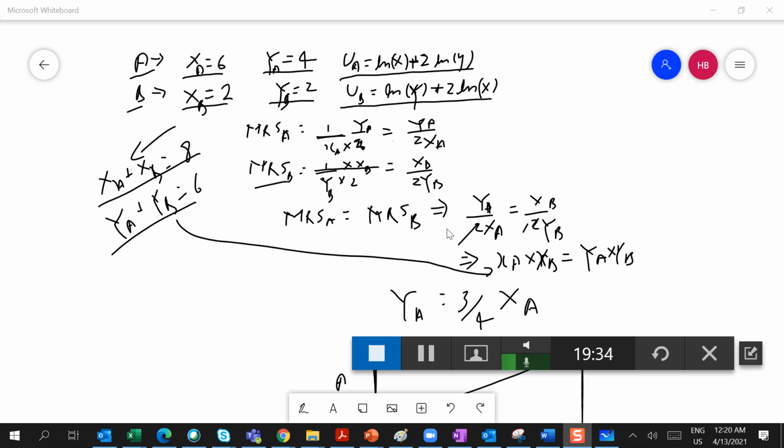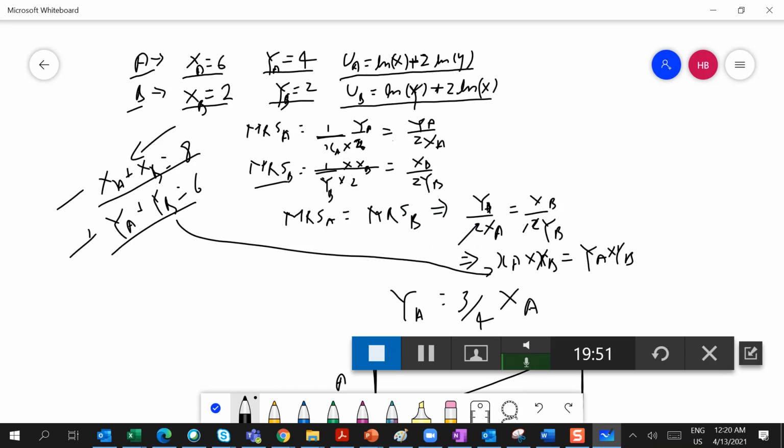So just to reiterate, how do you derive your contract curve? You will have the initial endowment given for A and the initial endowment given for B. So in terms of initial endowment, you know one equation, which is XA plus XB and YA plus YB for both goods. Then you should have the utility given for A and the utility given for B. When we have this information, we know that for the Pareto optimal point, the marginal rate of substitution for A is equal to the marginal rate of substitution for B.